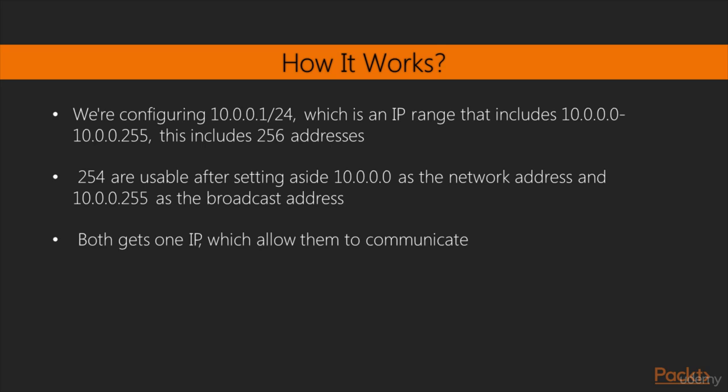10.0.0.1/24, which is an IP range that includes 10.0.0.0 to 10.0.0.255. This includes 256 addresses, of which 254 are usable by setting aside 10.0.0.0 as the network address and 10.0.0.255 as the broadcast address. Both our systems get one IP in that range, which should allow them to communicate between them.